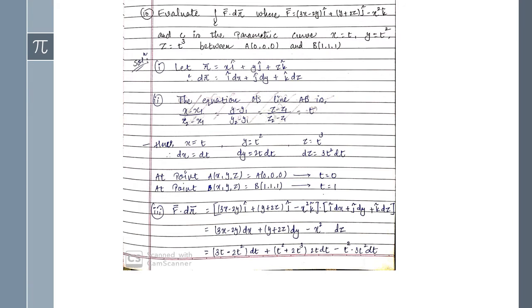Next, evaluate the integral of F dot dr. It means you have to find the line integral only, where F bar is given and the curve is parametric. See, here it's already given that x equals t, y equals t square, and z equals t cube, between the points (0, 0, 0) and (1, 1, 1). Since it's already given, there is no need to find other equations. Okay, so in the first step apply the position vector r bar, that is xi plus yj plus zk, and find its derivative, that is dr, i dx plus j dy plus k dz.